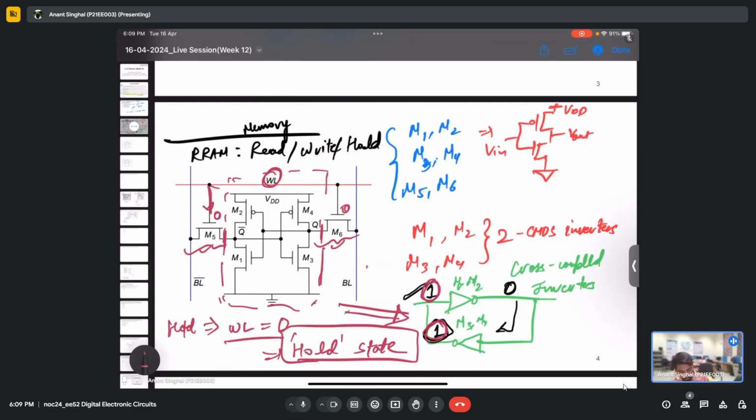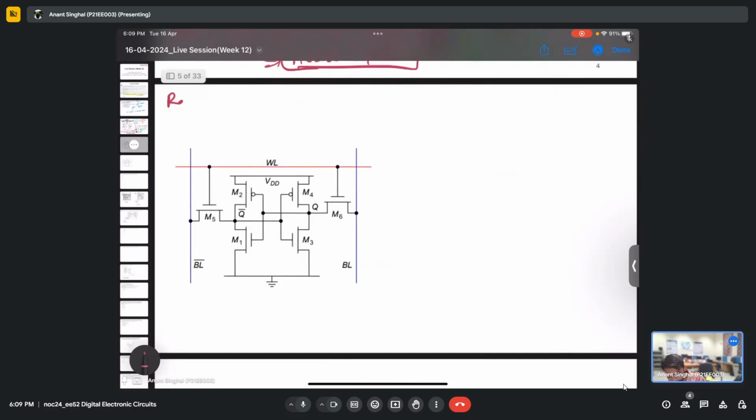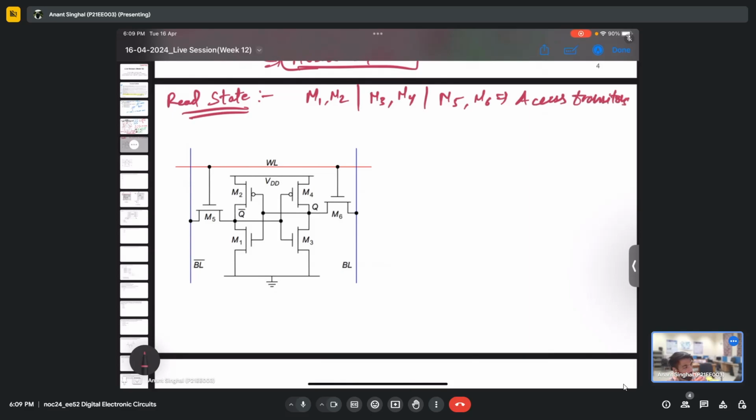Now I'll talk about the second, which is the read state. So what do we have in the read state? Let me first summarize. We had M1 M2 as one of the inverters, then M3 M4 as the other inverter, and M5 M6 are called access transistors, using which we can access our RAM. And lastly, Q and Q complement, which are the input and output of these two cross-coupled inverters, are also known as storage nodes. This is the point where the storage happens.